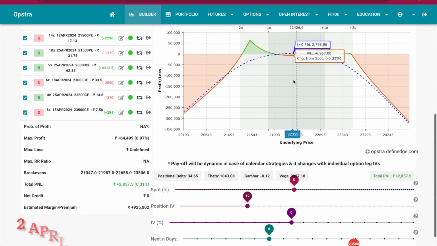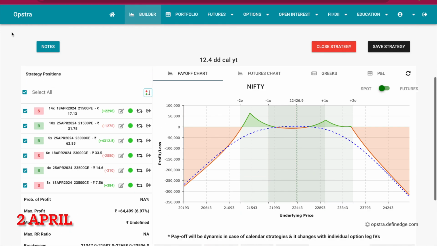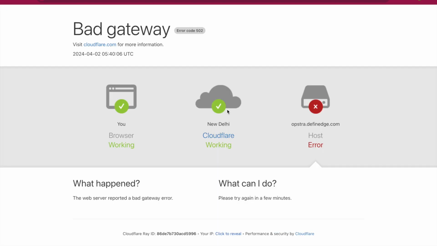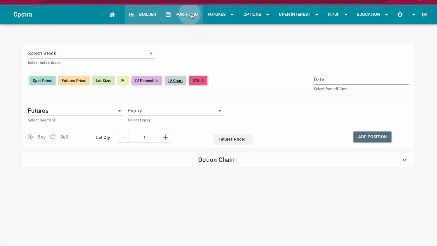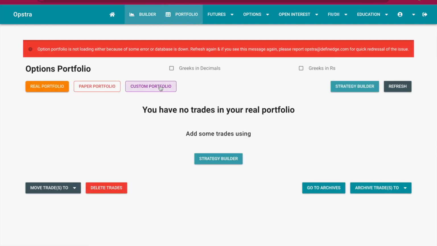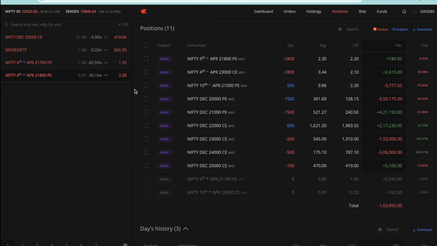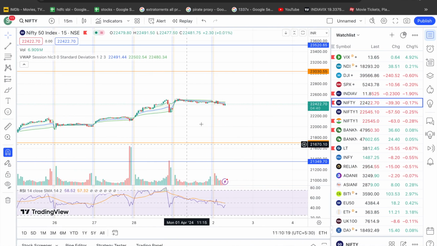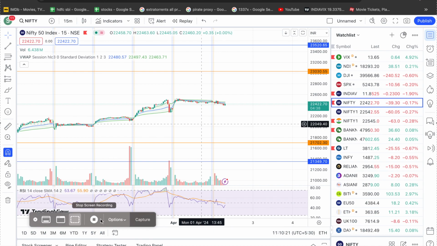Okay, and in the next 6 days, okay, this did not travel. This is showing bad here. So again, this Opstra is showing some kind of problem. Okay, database is down. So no worries. Thank you so much for watching. We'll see you in the next video whenever Opstra runs properly.